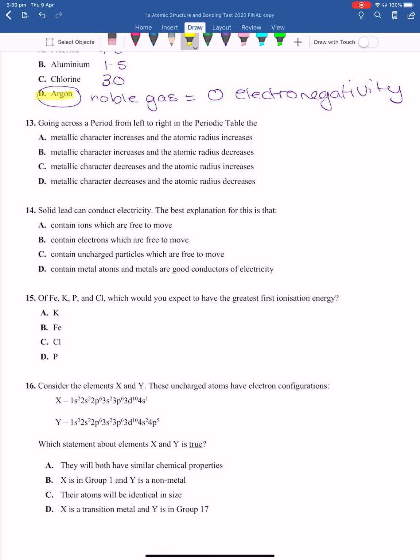Going across a period from left to right, your metallic character decreases and the atomic radius also decreases. This second part has got to do with an increase in core charge. And we know that the metals exist on the left-hand side, so that one's not going to be right. So what I do is I just go through and I tick the bits that are right, so I end up with D as my correct answer.